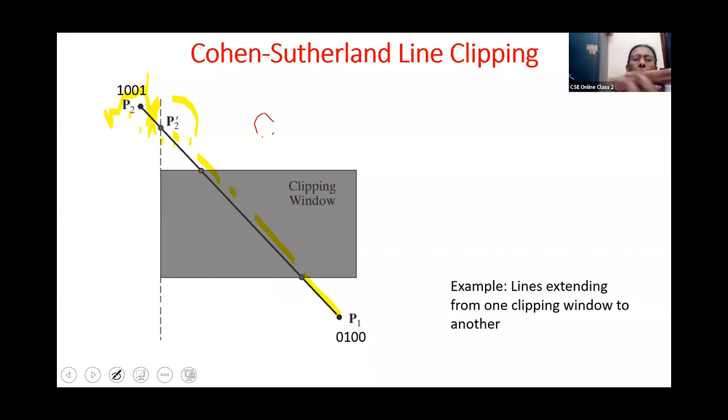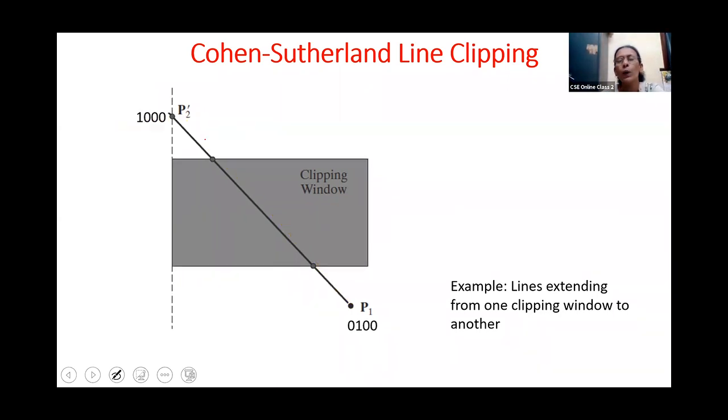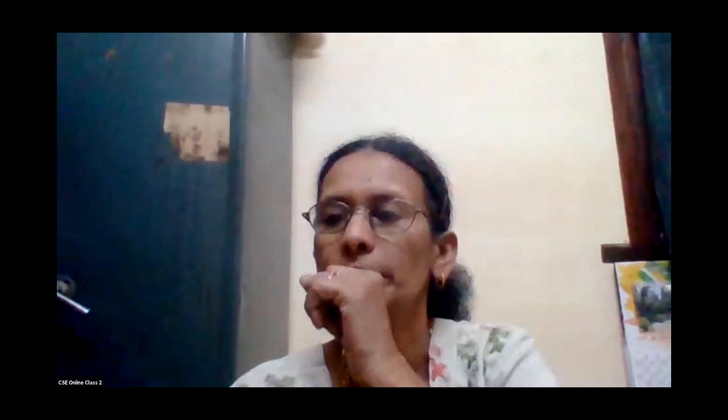Now bit 1: it is not to the right of the right boundary, so again it is 0. This point is not below the bottom boundary, so it is 0. This point is above the top boundary, so it is 1. So the outcode for P2 dash is 1000. Is this clear?